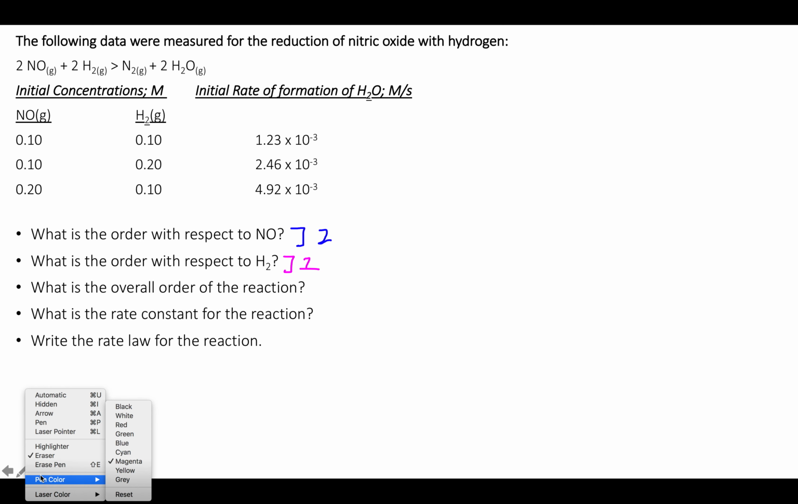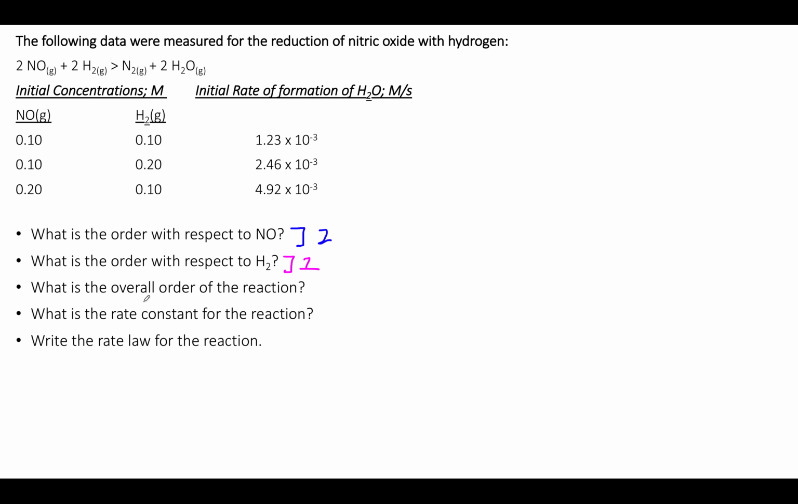Okay, I'm going to go back to red now. What is the overall order of the reaction? Well, the overall order would be the sum of the order. So it would be 2 plus 1. So the overall order here is 3. It's the sum of these two numbers.